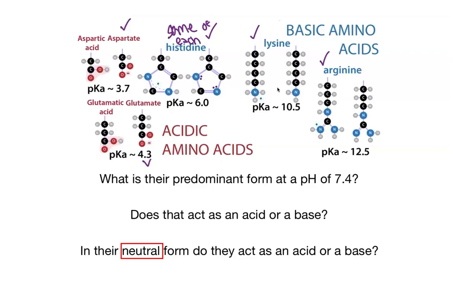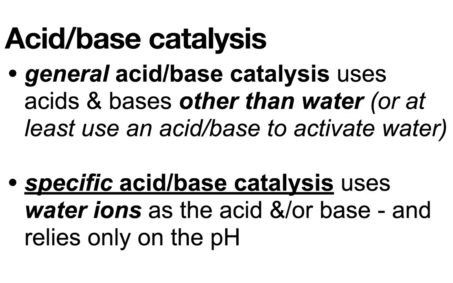And thus, when they're protonated, that's when they're going to act as an acid. And so we call these the acidic amino acids. The same things are going to apply when we talk about general acid, general base catalysis.